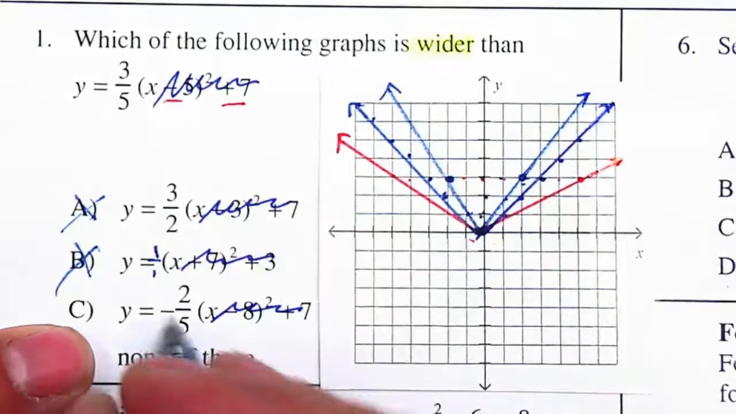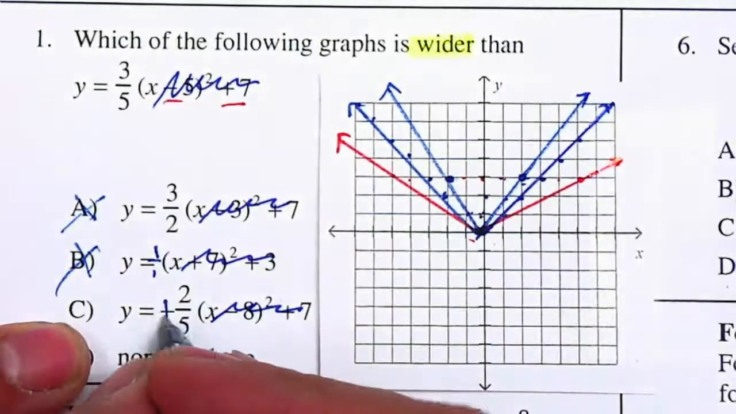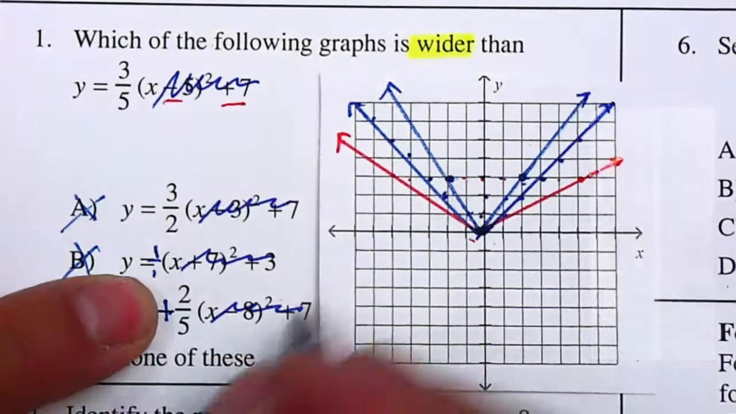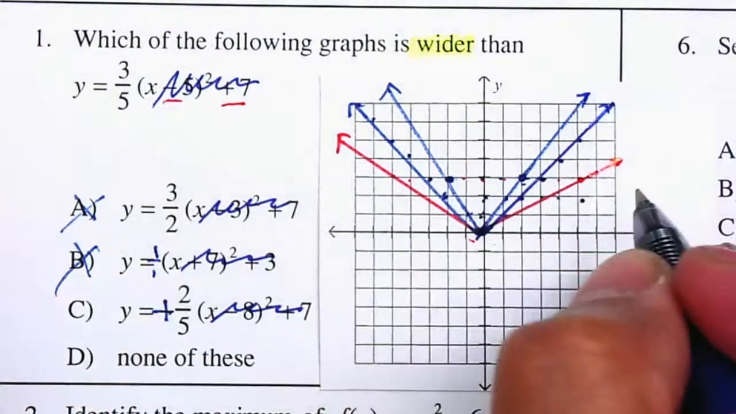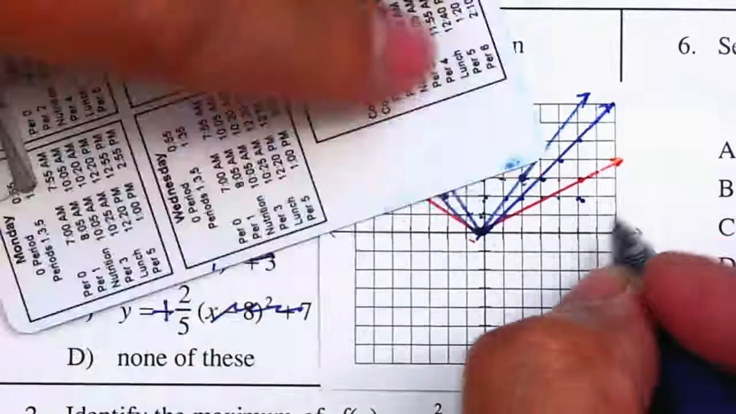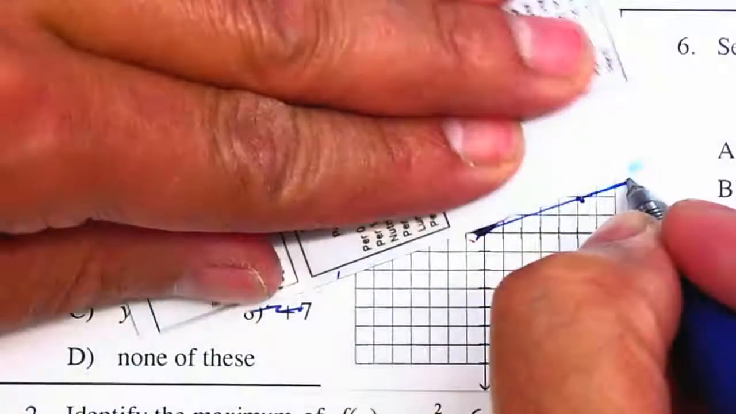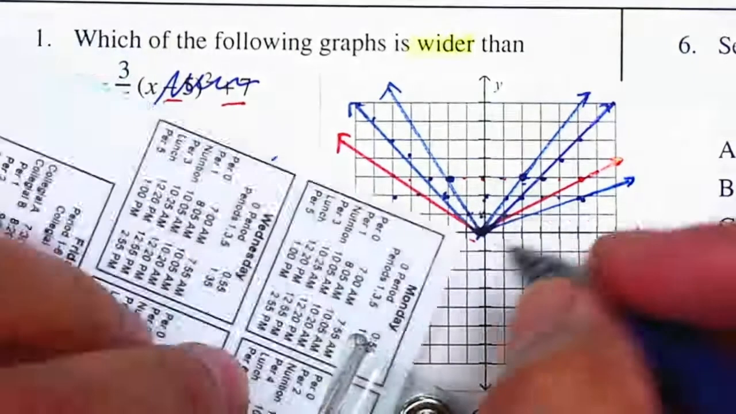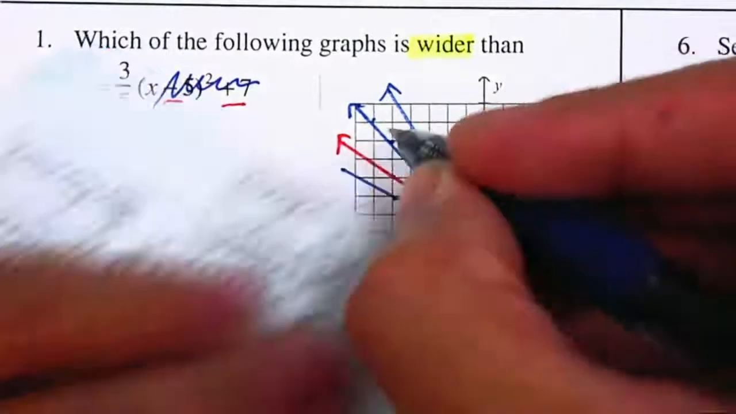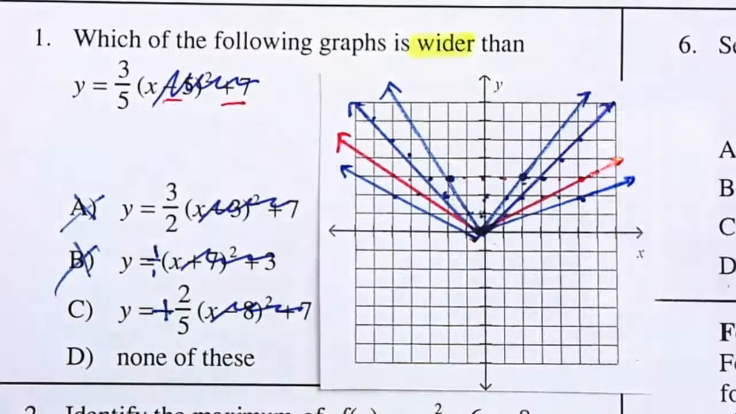For letter C, remember, whether it's positive or negative, at this point we're going to place them all facing up. Up 2 and to the right 1, 2, 3, 4, 5. So this is the one that is wider. So therefore that'll be letter C.